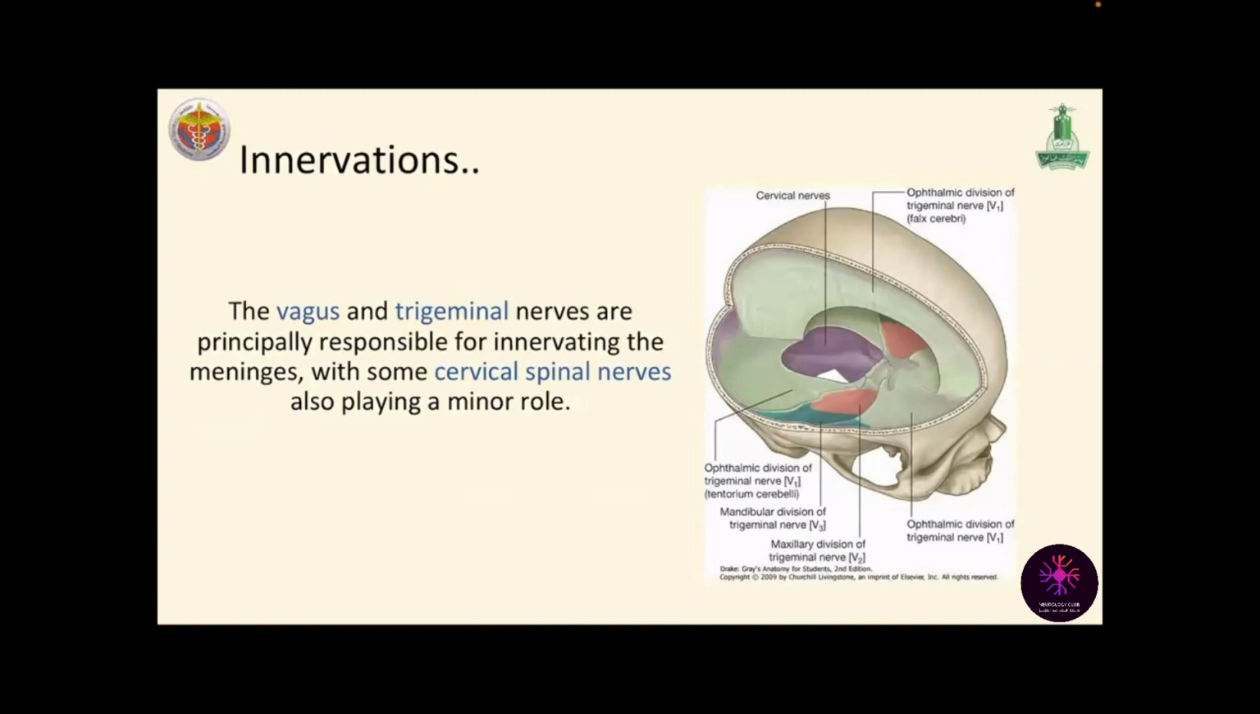So meninges mainly get their sensory innervation by the meningeal branch of the trigeminal and vagus nerve. So for the anterior cranial fossa, we have the ophthalmic division of the trigeminal nerve supplying it. And the posterior cranial fossa and the infratentorial dura both receive supply from the upper third cervical nerves, but to a lesser extent. As for the middle cranial fossa, it is supplied by the maxillary division of the trigeminal nerve.